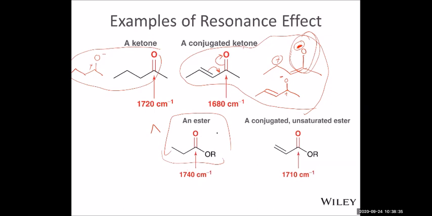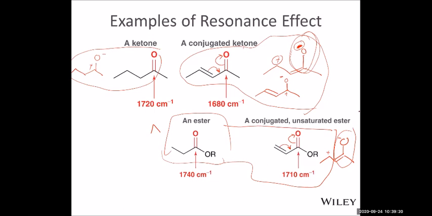Oftentimes, as a matter of fact, we should over time memorize some of the wave numbers. Okay, if you compare these 2, it's more interesting. The ester on the left has no double bond linked with the carbonyl. And the ester on the right has a double bond linked with the carbonyl. So therefore, there's a resonance, the same as we saw in the earlier example. The result is the carbon-oxygen bond has more single bond character.